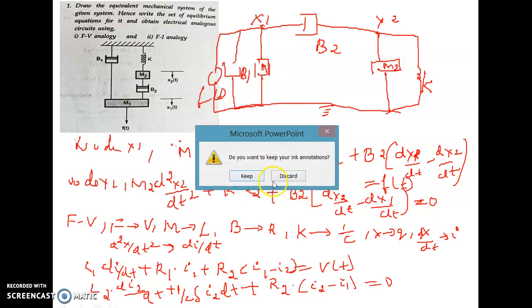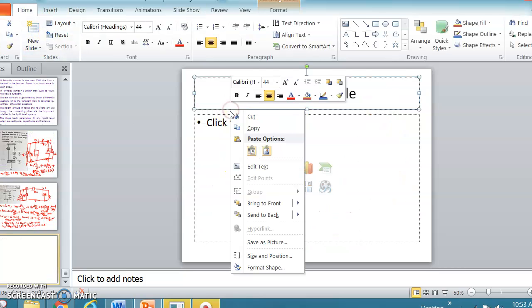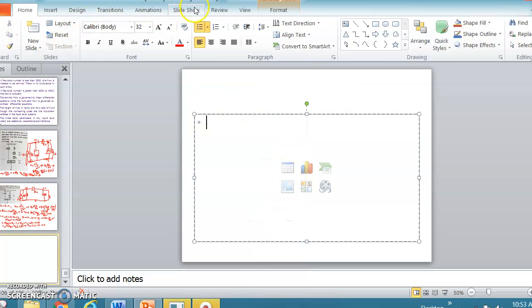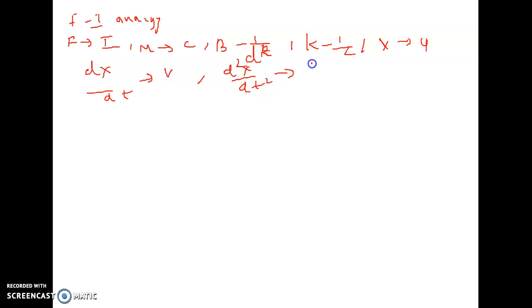Now similarly let us write the expressions in FI analogy. So for writing the FI analogy, what is FI analogy? F is analogous to I, M is analogous to C, B is analogous to 1 by R, K is analogous to 1 by L, X is analogous to phi, dx by dt is analogous to V, d square x by dt square is analogous to dv by dt.